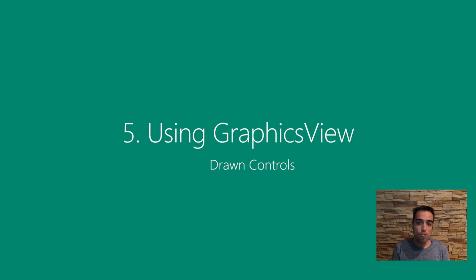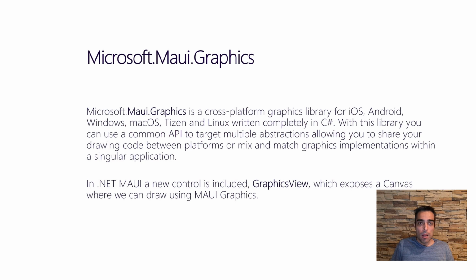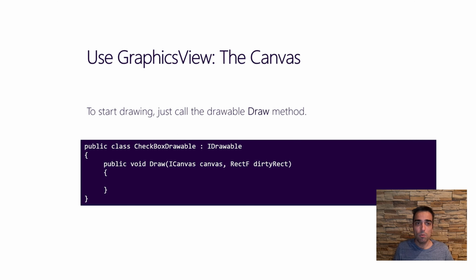Finally, we have the option to create drawn controls. And to create drawn controls, first of all, I need to talk about Microsoft MAUI Graphics. It's a new library included with .NET MAUI. It's a cross-platform graphics library for all the platforms supported by .NET MAUI and others, written completely in C#. With this library, you can use a common API to target different abstractions, allowing you to share your drawing code between platforms, with the possibility to create and draw from basic shapes to more complex stuff like shadows, etc. In .NET MAUI, a new control is included, GraphicsView, which exposes a canvas where we can draw anything using Microsoft MAUI Graphics.